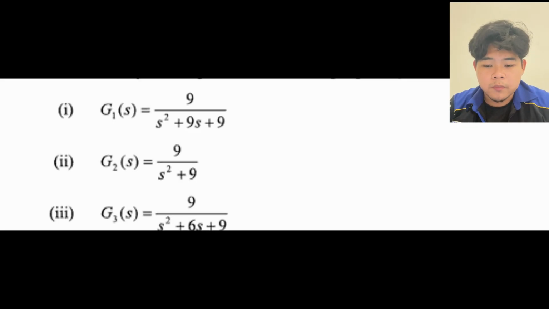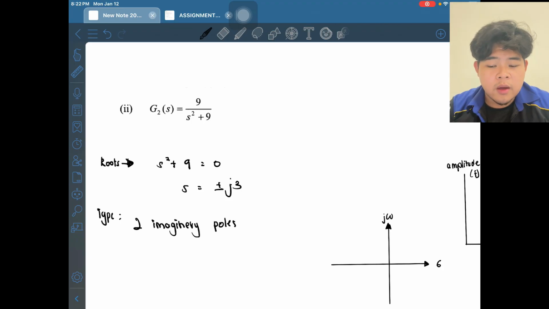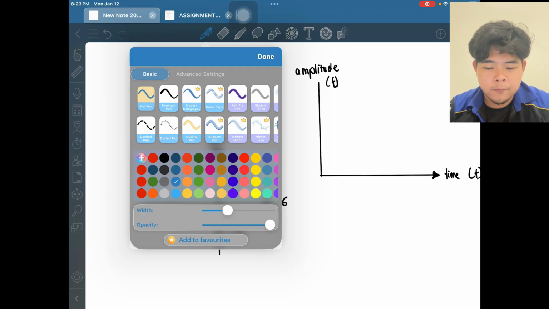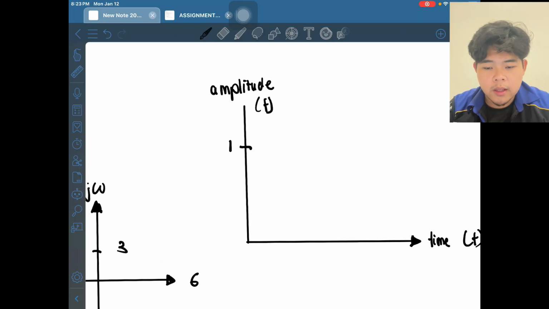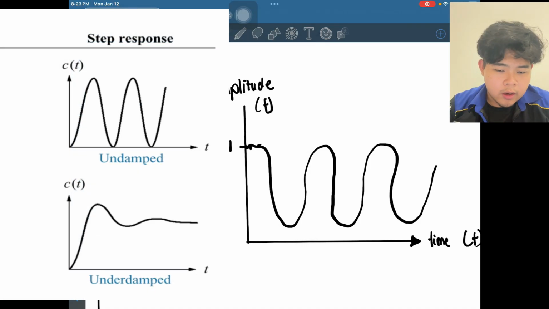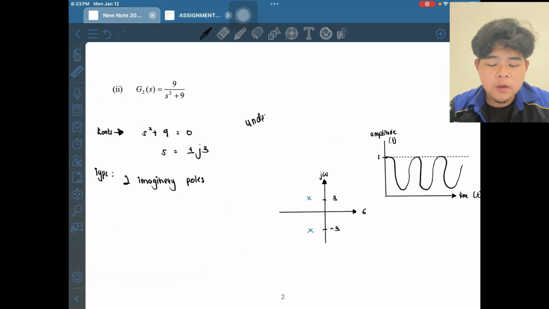So question 2 Roman, G2(s) equals 9 over s squared plus 9. Again, look at the denominator and we can determine the roots: s squared plus 9 equals 0. So s is plus minus j3, and from there we know that it is two imaginary poles, so we can go ahead and sketch that right away. So 3 up there, 3 below there, because it's plus minus 3, and then we're going to plot, and for the system response we're going to sketch this like so. All of this is in the notes, as shown on the screen right now. So this type of system is an undamped system.